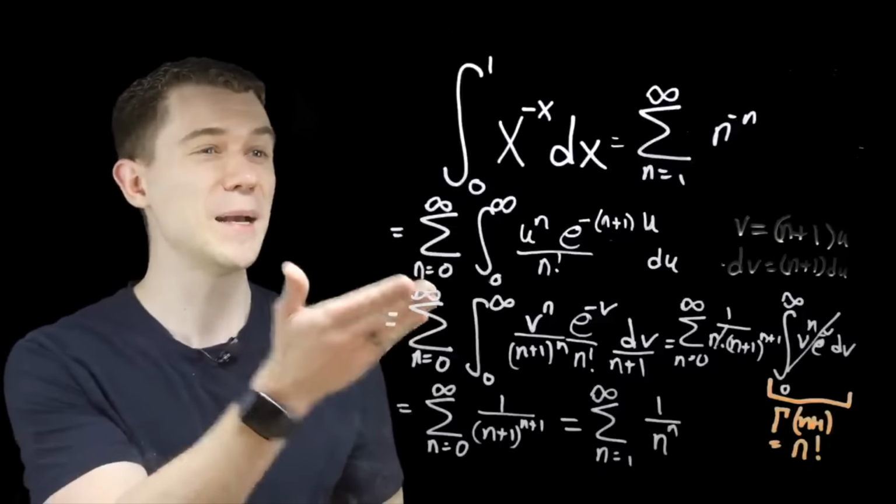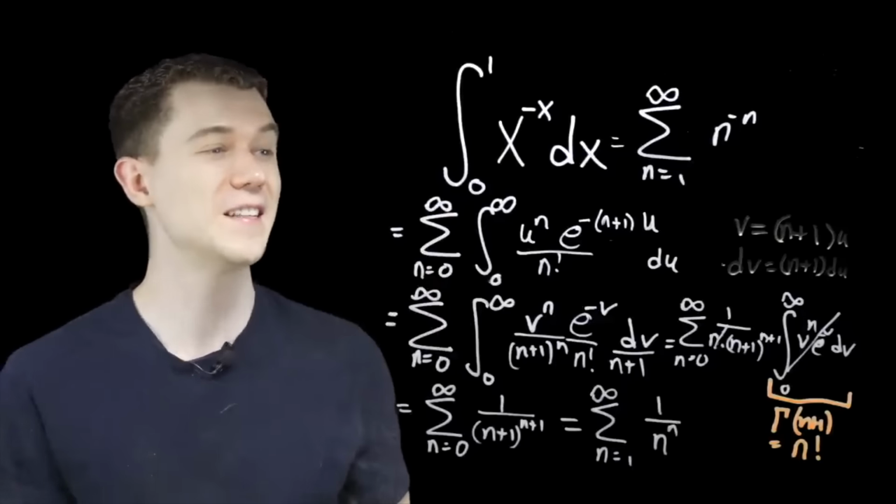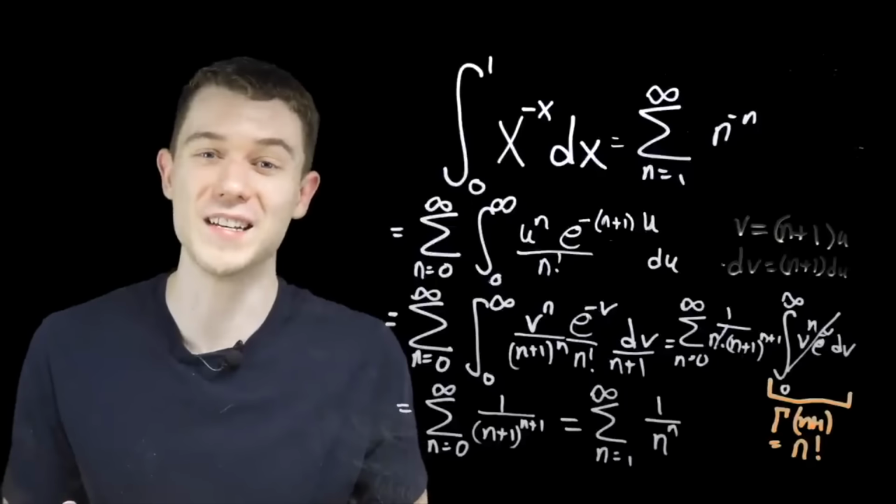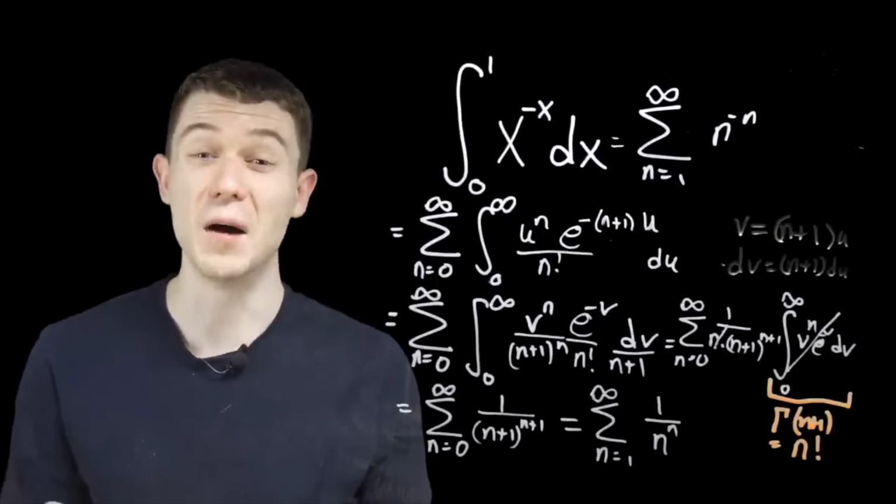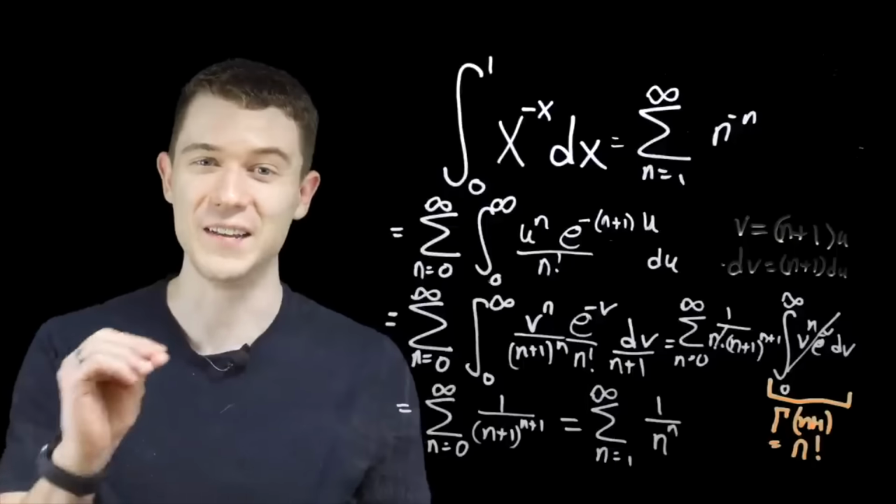It's basically the same thing. The continuous sum turns into the discrete sum. One's x to the minus x, one's n to the minus n. A pretty dreamlike result, if you ask me.